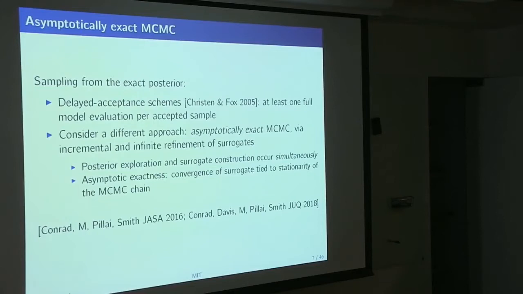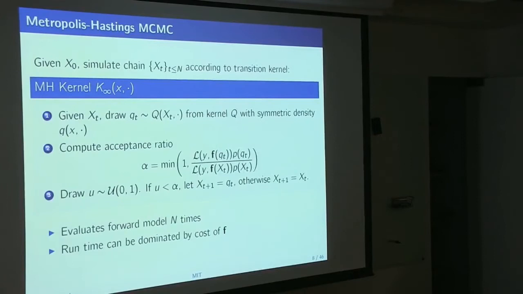So the idea here, keeping with the philosophy of the previous slide, is can we explore the posterior and construct the approximation simultaneously, and somehow tie the convergence of the surrogate to the convergence of the MCMC chain itself? And this idea is discussed in the two papers that I described here. So let me describe this idea by jumping back to vanilla MCMC.